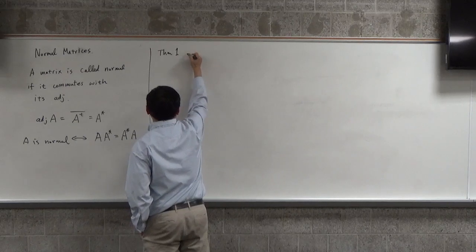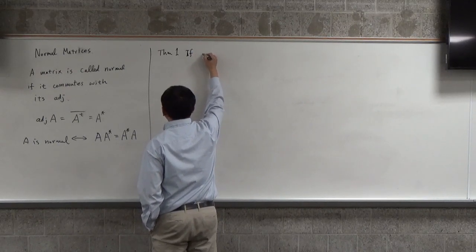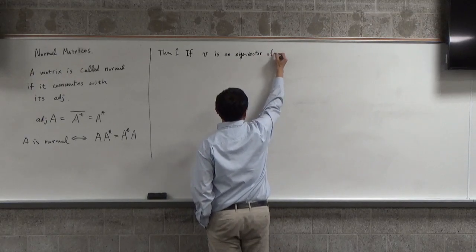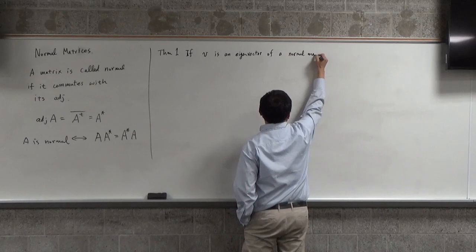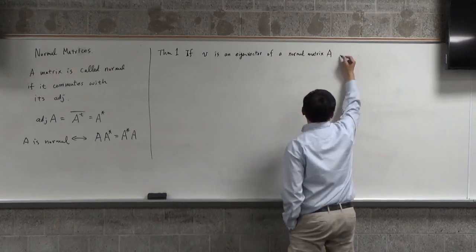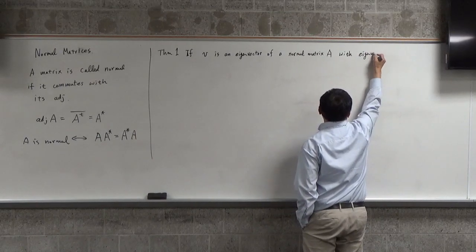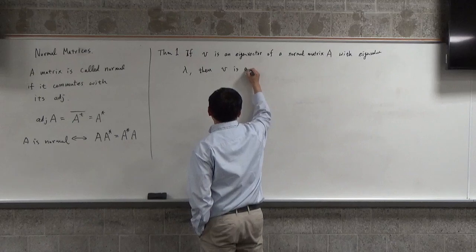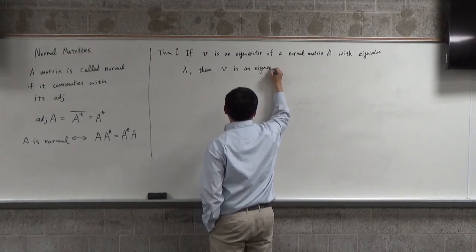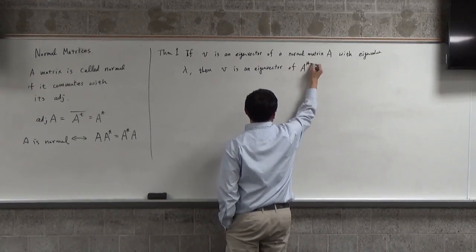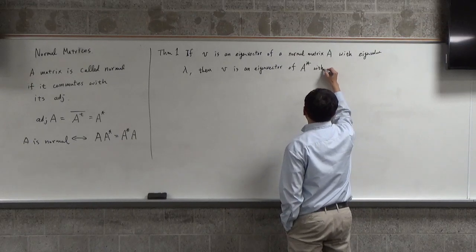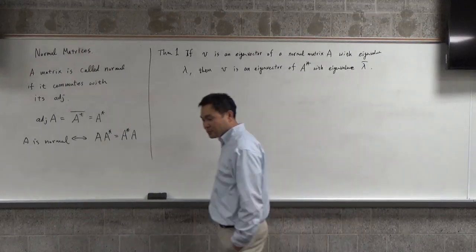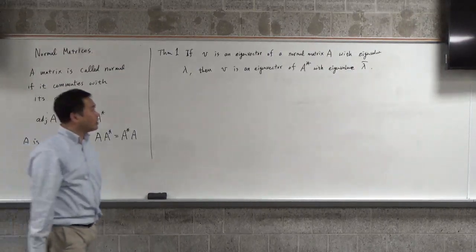Theorem 1: if v is an eigenvector of a normal matrix A with eigenvalue lambda, then v is an eigenvector of A star, with eigenvalue lambda bar. So let's think about that.